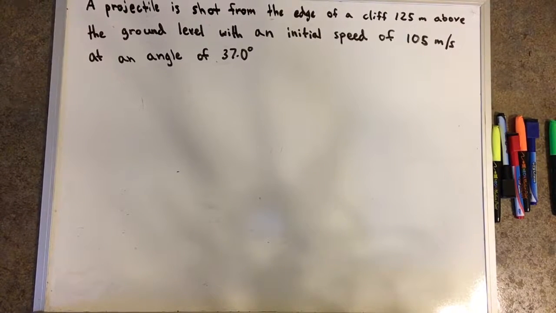Hello. Today I will be going through the steps of a projectile motion problem. Here is our example, our situation. A projectile is shot from the edge of a cliff 125 meters above the ground level with an initial speed of 105 meters per second at an angle of 37.0 degrees.